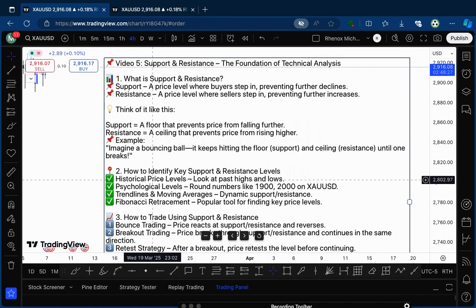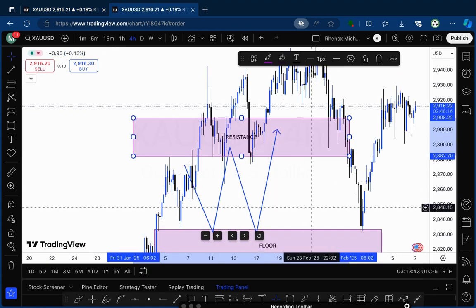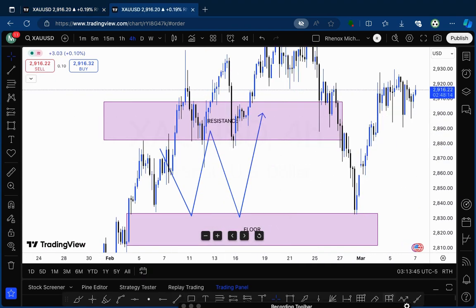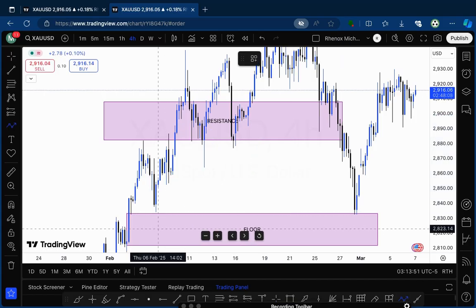For an example, imagine a bouncing ball. It keeps hitting the floor, which is the support, and the ceiling, resistance, until one of them breaks out. So now, just like we're saying here, let's delete this off. So now, let's say this arrow here is our ball.